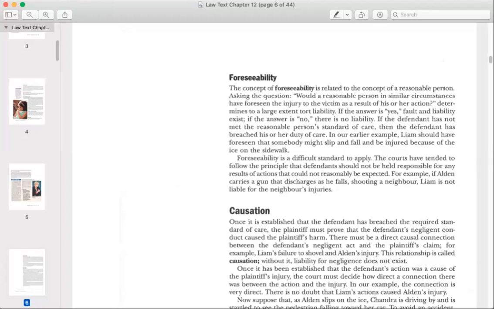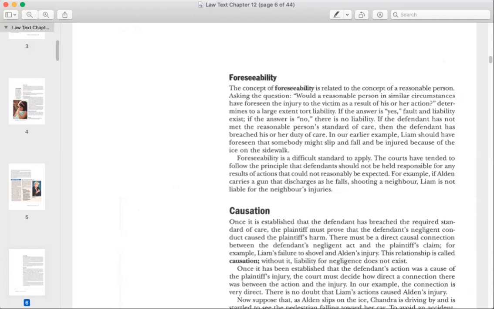If the defendant has not met the reasonable person's standard of care, then the defendant has breached his or her duty. In our earlier example, Liam should have foreseen, meaning that, if I don't clean my walkway, someone could slip and fall and be injured. Foreseeability is a difficult standard to apply. The courts have tended to follow the principle that the defendants should not be held responsible for any results of actions that could not reasonably be expected.